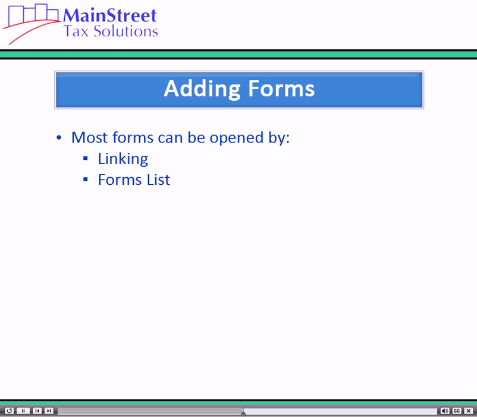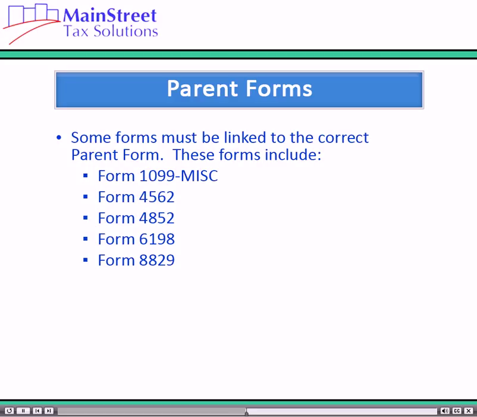Regardless of how you open the form, the tax software carries the data to the correct line or form in the tax return. There are, however, some forms that you must link to the correct parent form in order for the tax software to know where to carry the resulting data. These forms include Form 1099 Miscellaneous, Form 4562, Form 4852, Form 6198, and Form 8829.